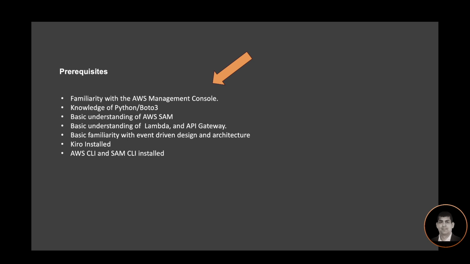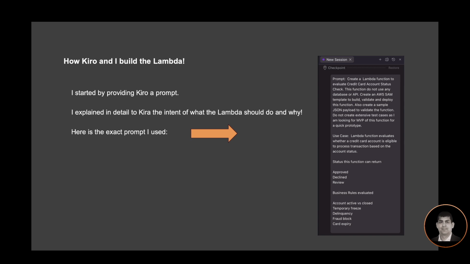Let's look at the prerequisites. Familiarity with the AWS Management Console, knowledge of Python Boto3, basic understanding of AWS SAM, basic understanding of Lambda and maybe API Gateway, and basic familiarity with event-driven design and architecture. You need to have Kiro installed, and then you need AWS CLI and SAM CLI installed. So let's see how Kiro and I build the Lambda.